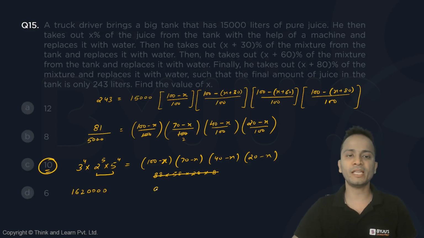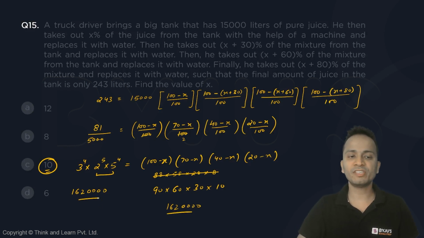So if I put 10, I'll get 90 into 60 into 30 into 10. So if I separate the 4 zeros, 9 into 6 is 54 into 3 is 162, 4 zeros at the end. So left hand side and right hand side are matching. So I can say that 10 will be the correct answer of this question.